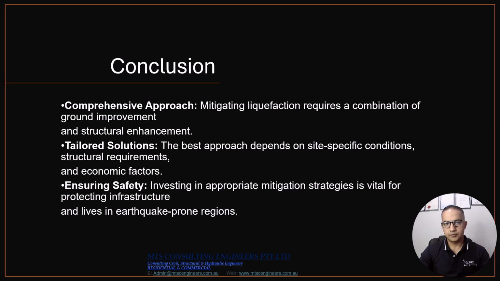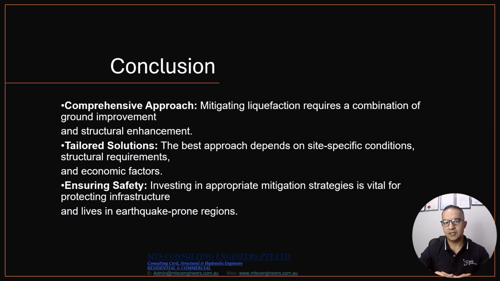In conclusion, effectively mitigating liquefaction requires a comprehensive approach. This typically means combining both ground improvement and structural enhancement strategies. It's important to remember that there are no one-size-fits-all solutions. The best approach always involves tailored solutions that depend on site-specific conditions, the structural requirements of the project, and of course economic factors.